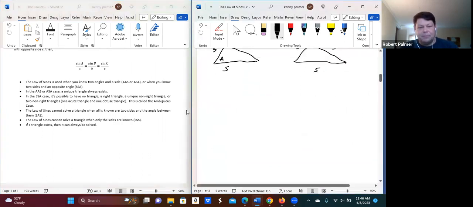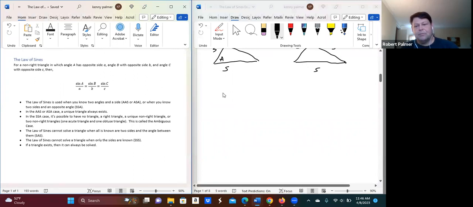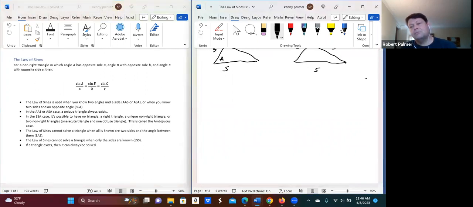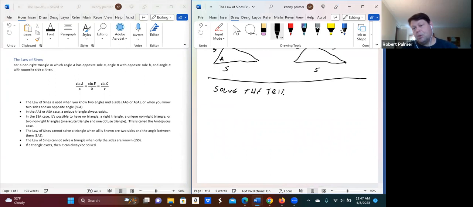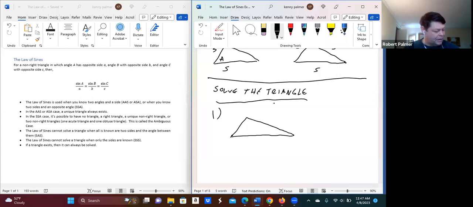Our first example. Our direction is to solve the triangle. Okay, number one. So let's say I have a triangle that looks like this. I'm going to draw a picture, like some of the pictures I've been drawing. So I have kind of an acute triangle. All angles are less than 90.